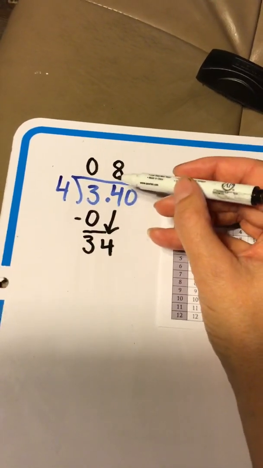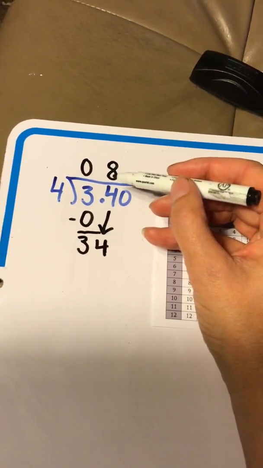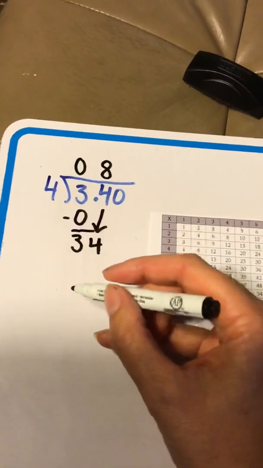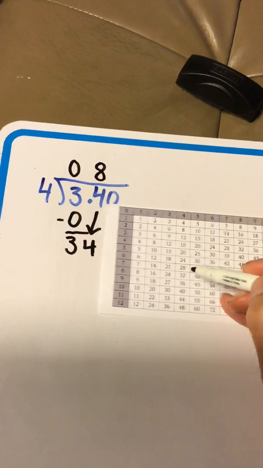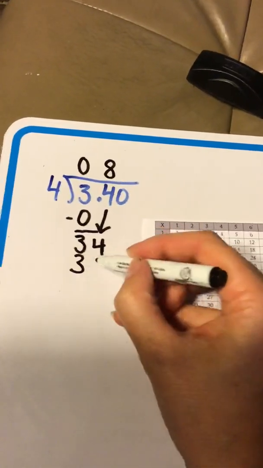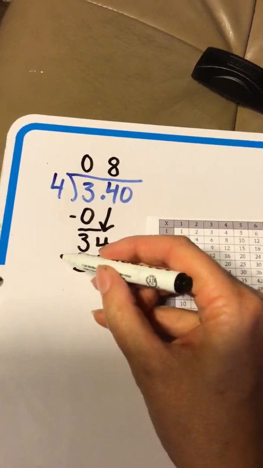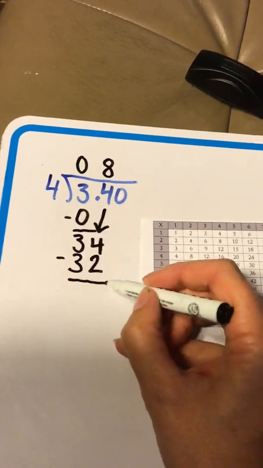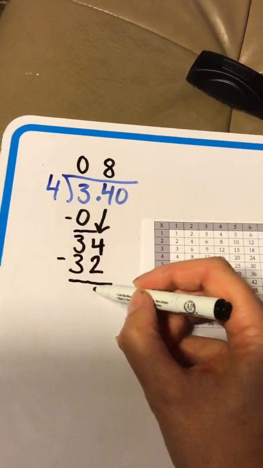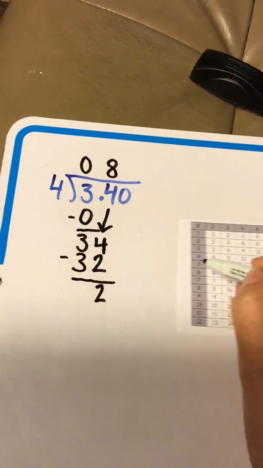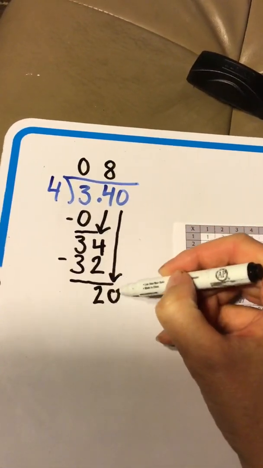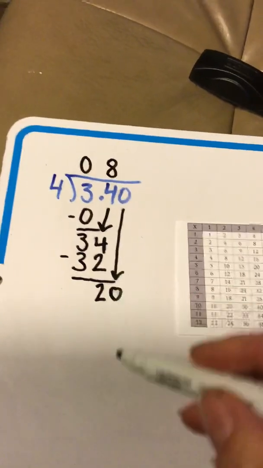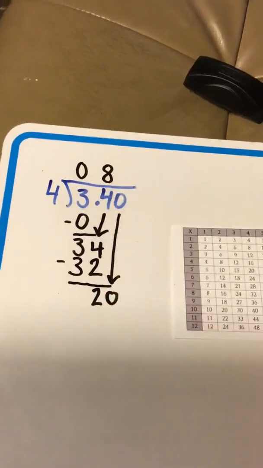Okay, now, how many cookies have I shared out already? 8 groups of 4, which is 32. Right, there it is right there on the multiplication chart. And sister is going to subtract to find out how many are left over. 4 minus 2, 2. Brother's going to help us out by bringing down the next digit. So now I have 20 cookies to share with the 4 people at the door.